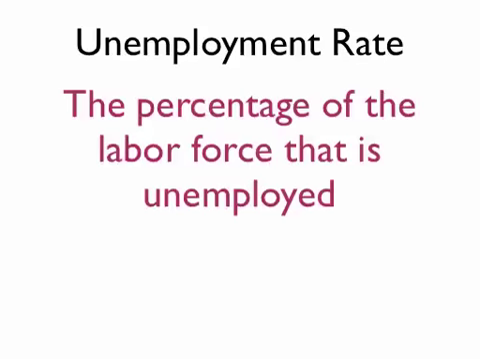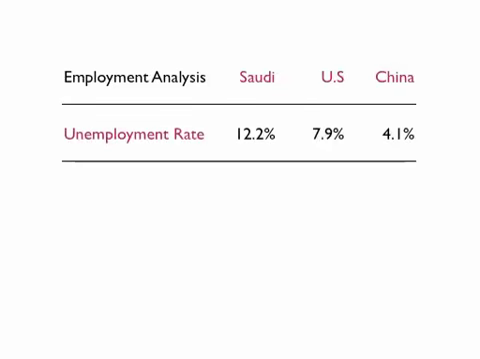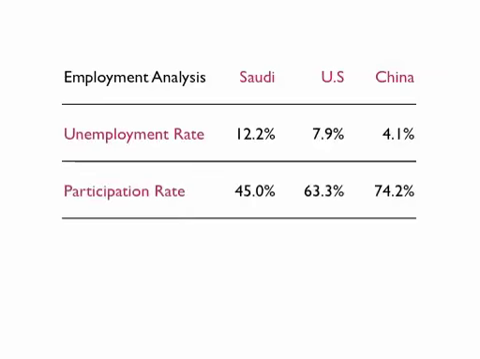All right, the unemployment rate is simply the percentage of the labor force that is currently unemployed. A couple of comparisons there. Saudi's about 12.2 unemployment. The U.S. is about 7.9. China's about 4.1. The participation rate in Saudi Arabia is about 45%. In the U.S. it's 63%, and in China it's about 74%. Remember, the unemployment rate in Saudi for Saudi citizens is about 12%, and the participation rate's about 45%.